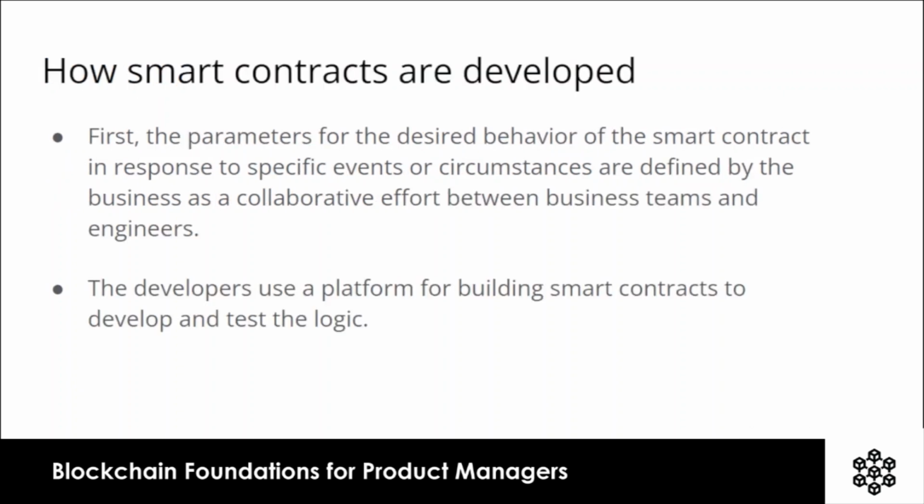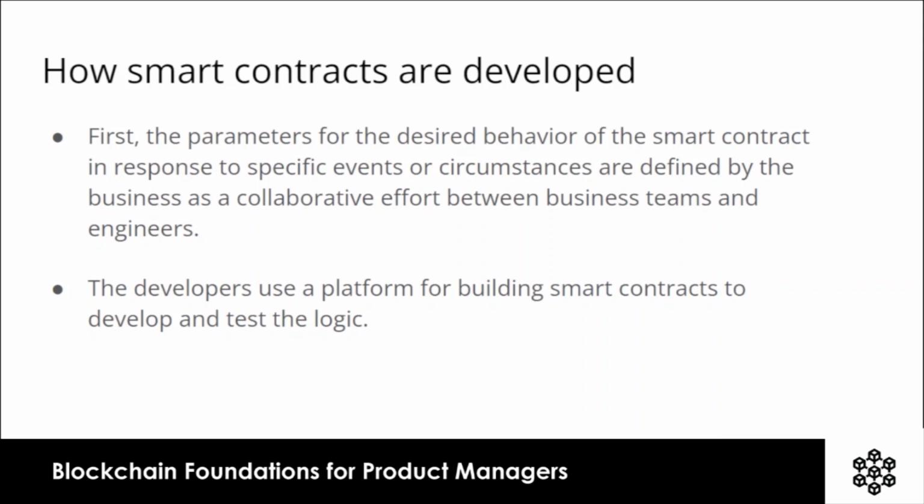First, the parameters for the desired behavior of a smart contract in response to a specific event or circumstance are defined by the business as a collaborative effort between the business team and the engineers. These events can include things like payment authorization, package receipt, or electricity meter reading thresholds. More advanced logic may be used to encode more complicated activities like calculating the value of a derivative financial instrument or automatically releasing an insurance payout.